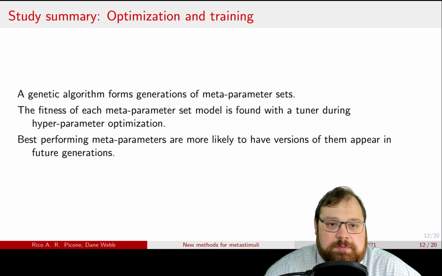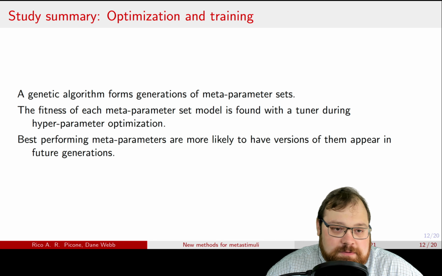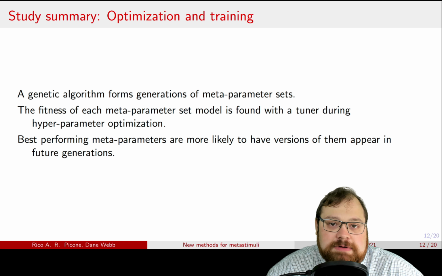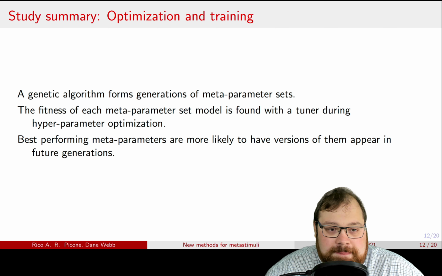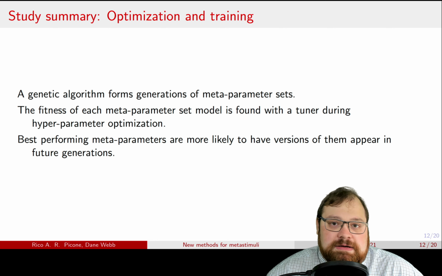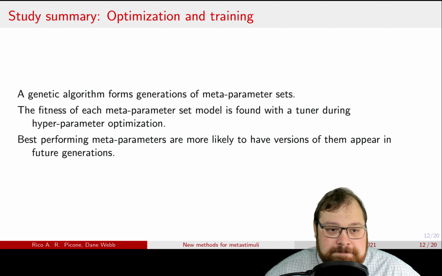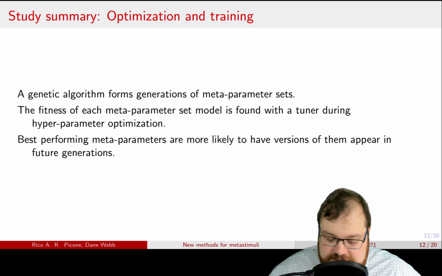For our study, we optimized our hyper and metaparameters as well as trained our artificial neural network like this. We used a genetic algorithm which forms generations of metaparameter sets. The fitness, which is the training loss of the artificial neural network of each metaparameter set model, is found with the tuner during hyperparameter optimization. Best performing metaparameters are more likely to have versions of them appear in future generations.